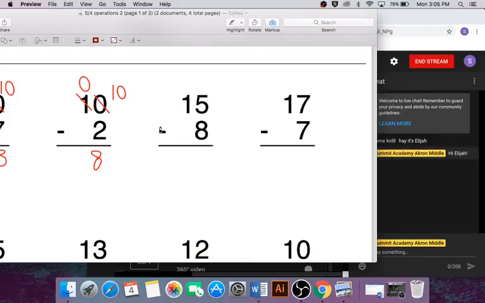Over here we have 15 minus 8. Can't subtract 8 from 5, so we move over, we borrow from the 1, which becomes a 0. And then our 5, we add a 1 in front of it, and it becomes a 15. So now we have 15 minus 8, and 15 minus 8 is 7.